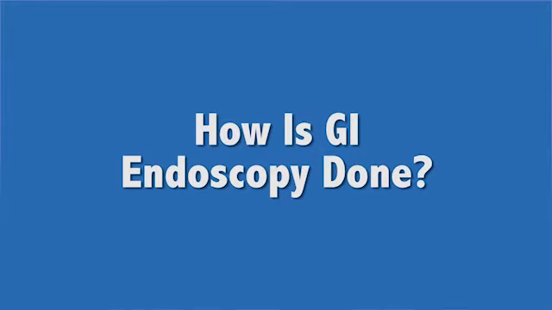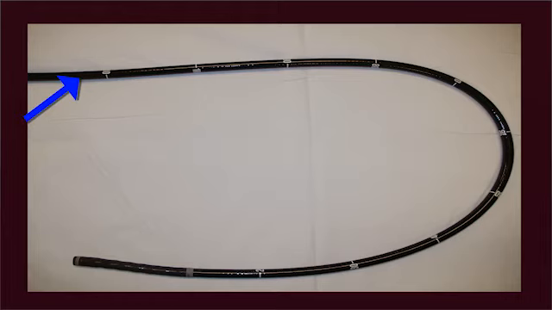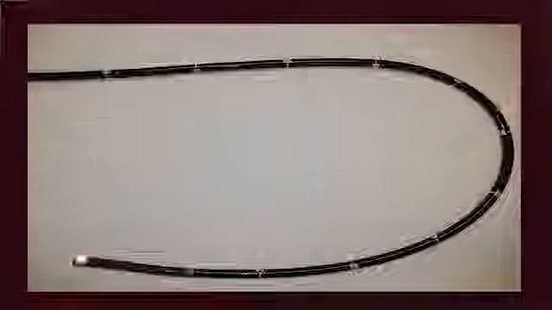How is GI endoscopy done? An endoscope is a long, thin, flexible tube. Inside the tube are fiber optic cables. Fiber optic cables allow light to pass the length of the endoscope and then transmit an image back to a video monitor. With endoscopy, your doctor can see inside your GI tract without surgery.